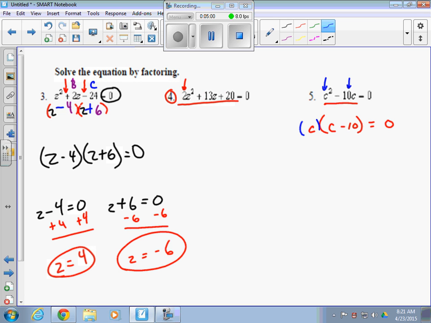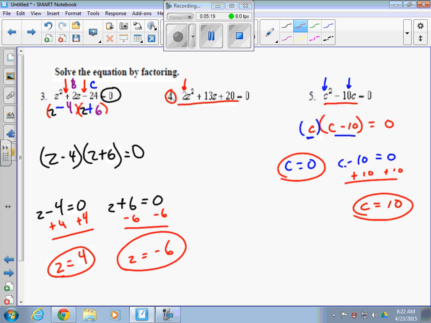It almost acts like this. So this c is equal to 0, or this c minus 10 is equal to 0. Undo the minus 10 by adding it to both sides, and c is 10, or c is 0.